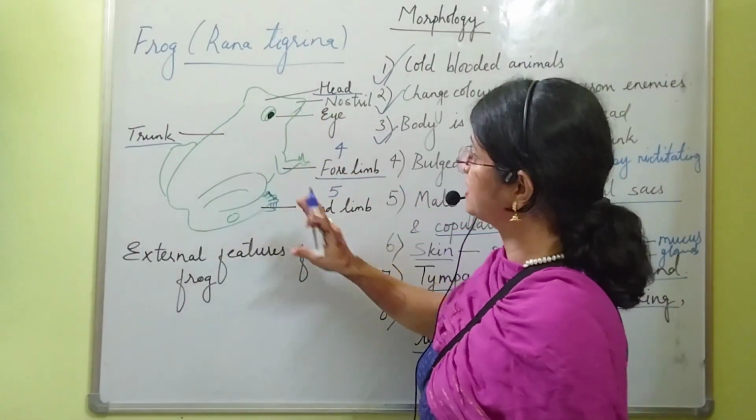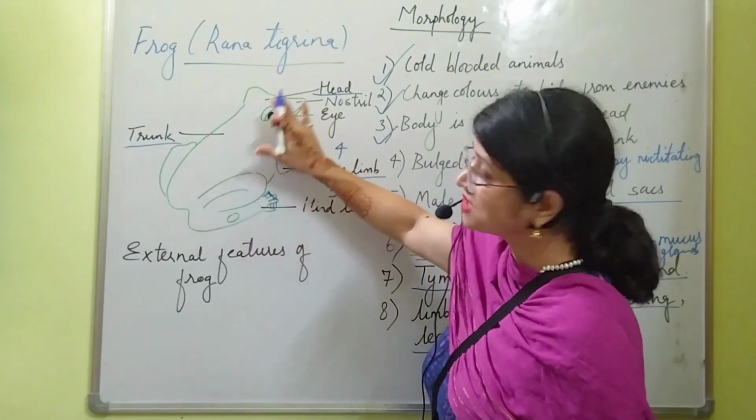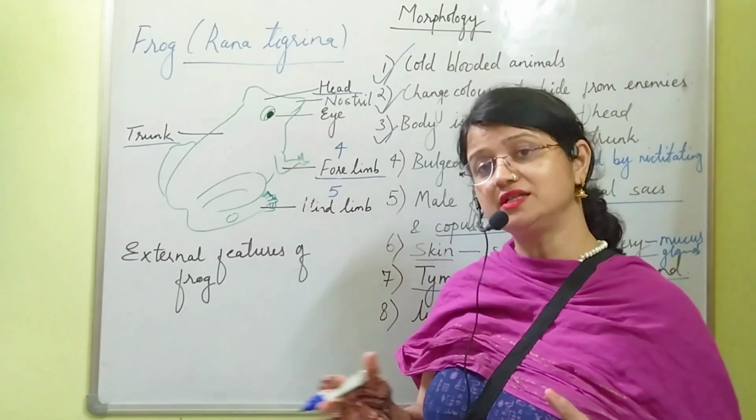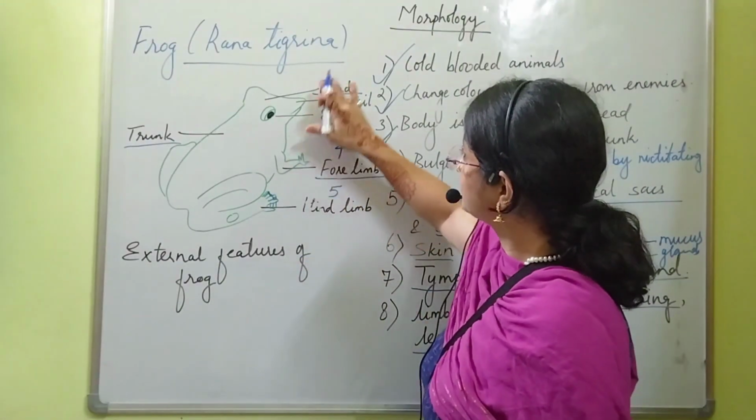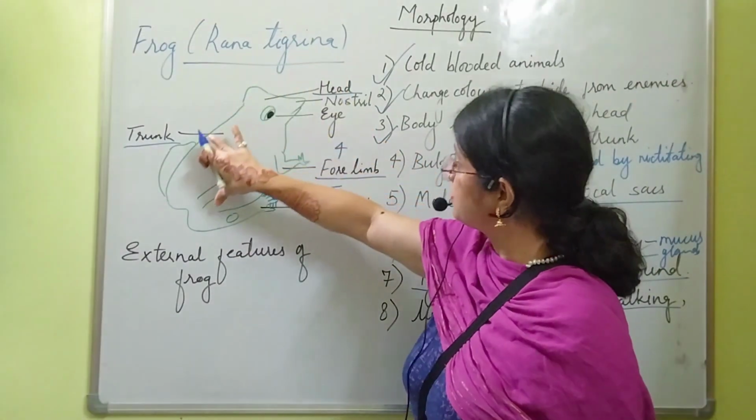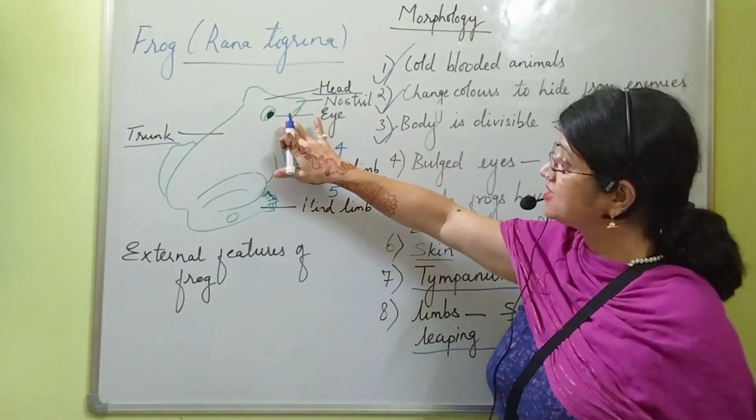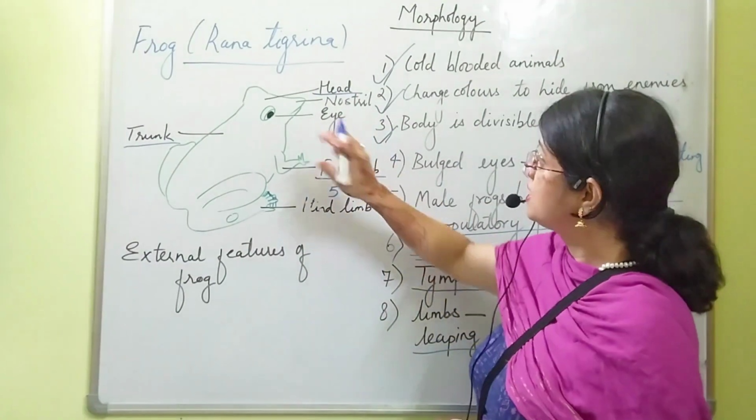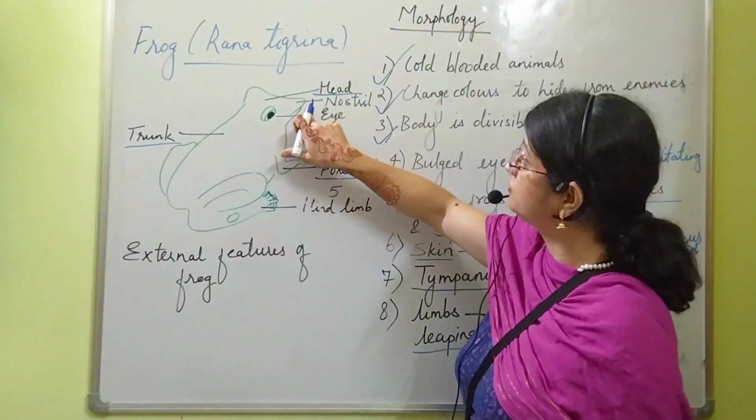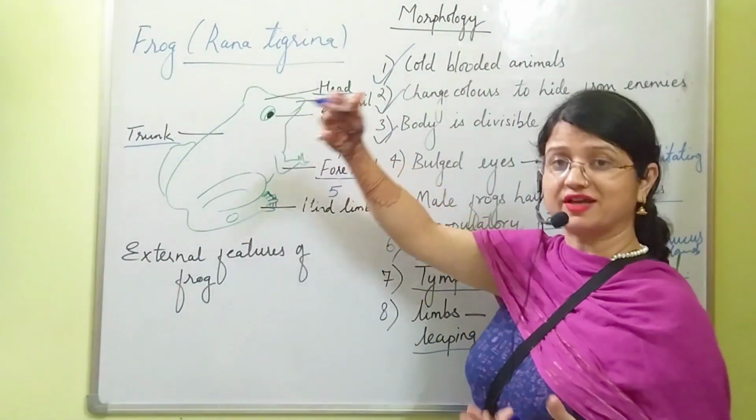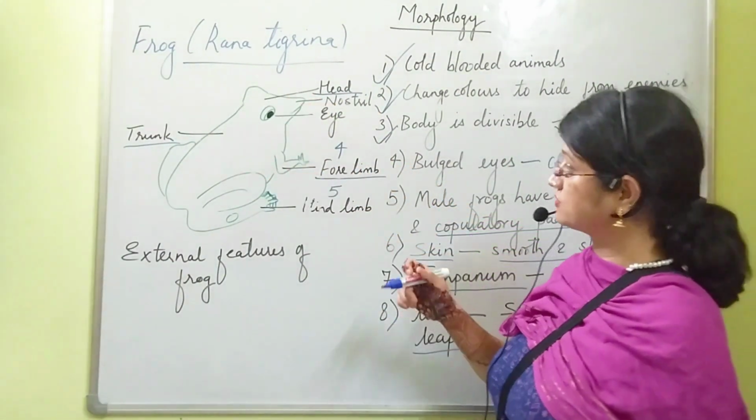Here in this diagram we can see that it has a streamlined body and we know that the streamlined body helps in swimming. Second important thing, the body is divisible into two parts, head and trunk. Here we can see they have bulged eyes having a nictitating membrane. Here they have just above the mouth, they have two nostrils. Okay? Or we can say they have a pair of nostrils.